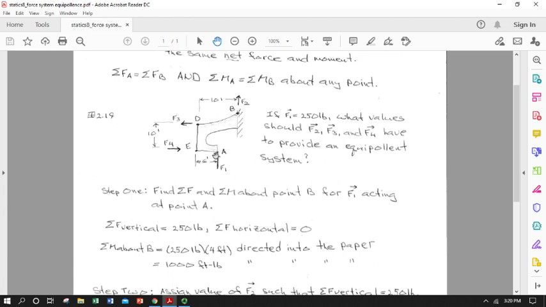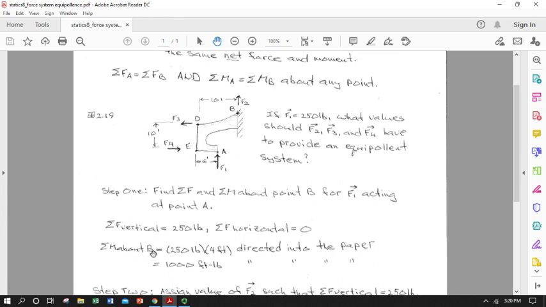So F is acting at point A. We're going to calculate the moment about B. Pretty easy. So we can look at just the action of F1. The sum of the forces in the vertical is 250 pounds upwards. There are no forces in the horizontal because F1 is the only force we have and it's pointing straight up.